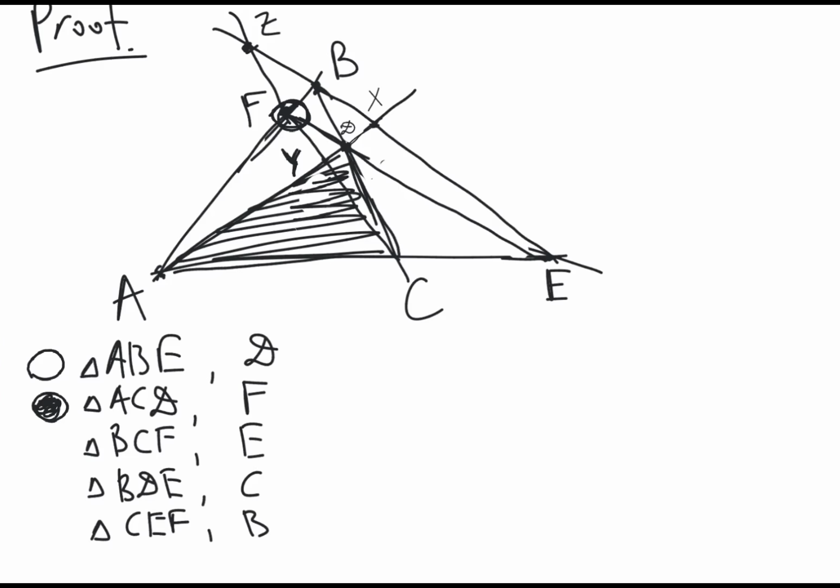Now BCF. So BCF is this triangle, BCF and the intersection point E. So this I highlighted with red. Then BDE.